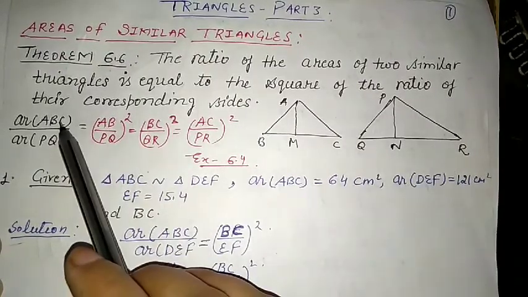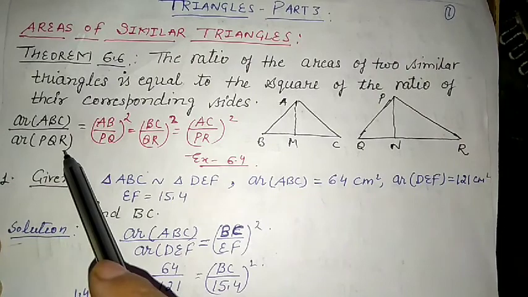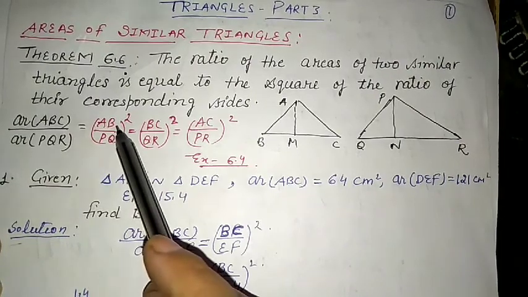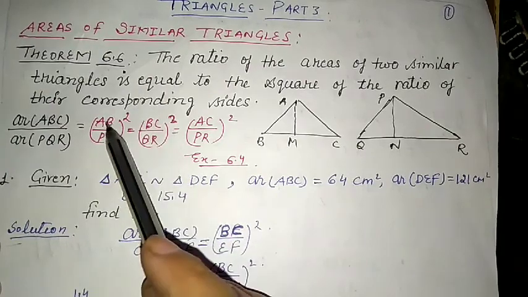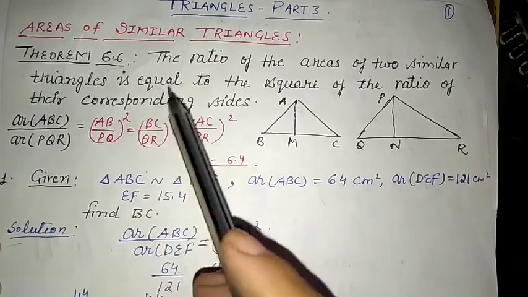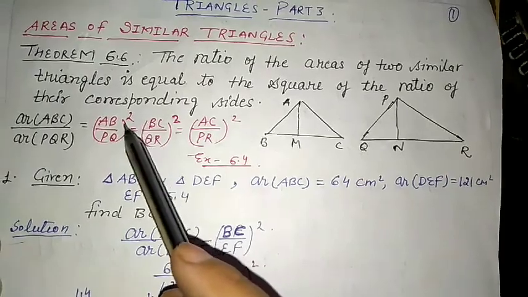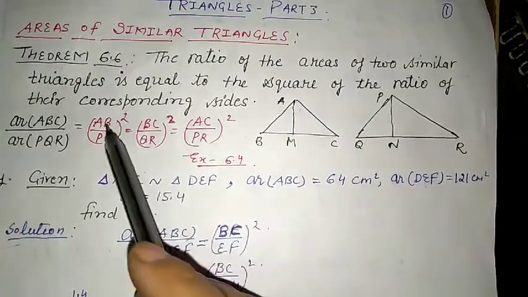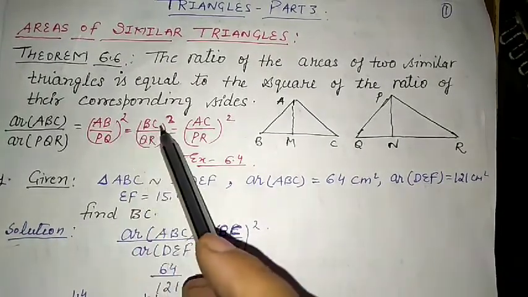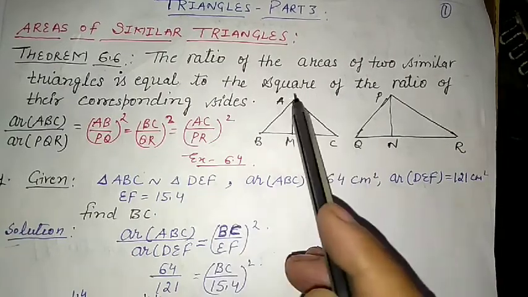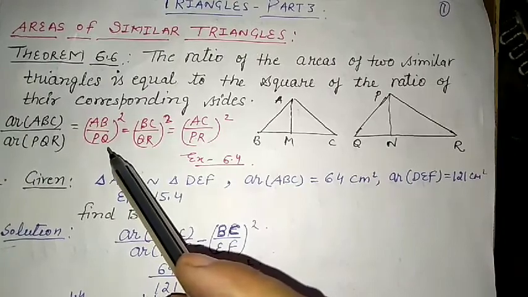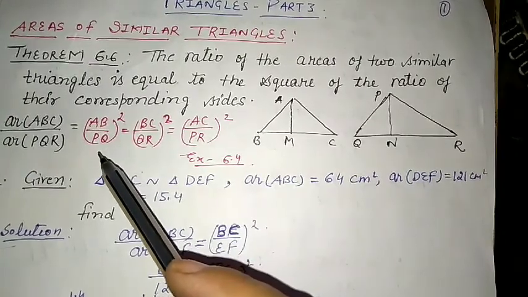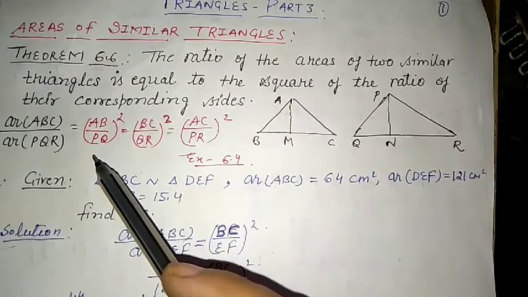So the ratio of the area of ABC and PQR is equal to the square of the ratio of their corresponding sides. So AB upon PQ whole square, BC upon QR whole square, AC upon PR whole square. This result we are going to use directly for the exercise. From NCERT, first we are taking question number 1.